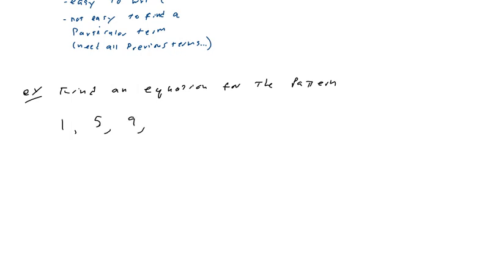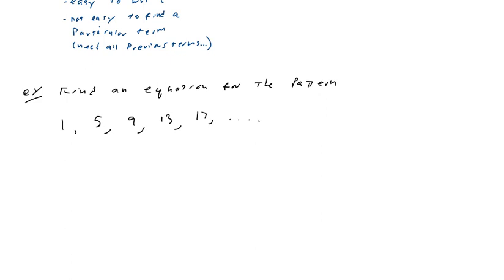1, 5, 9, 13, on and on like that. What's an equation we can use for this pattern? Let's come up with a formula. 1, 5, 9, 13. Keep going here. 17, on and on and on.